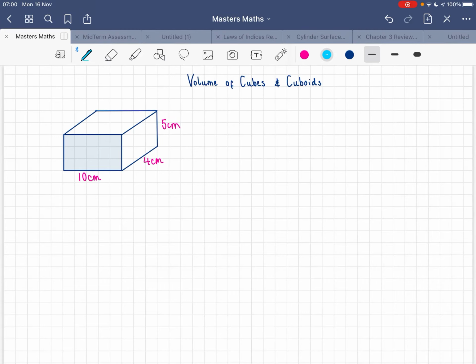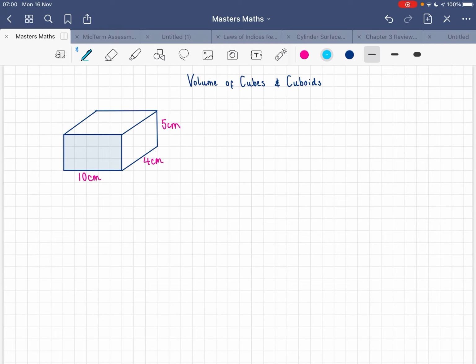This video is going to go through volume of cubes and cuboids. Because it is quite a straightforward concept, we're also going to go into some more problem solving kind of questions where you may have to work out the length of a side, or you may have a more complex compound shape made up of cuboids that you have to find the volume of.